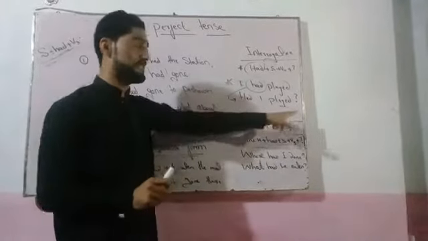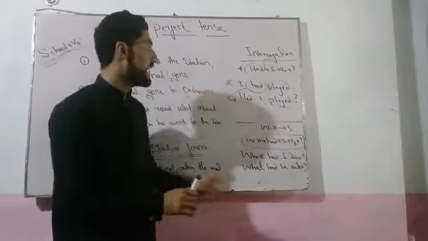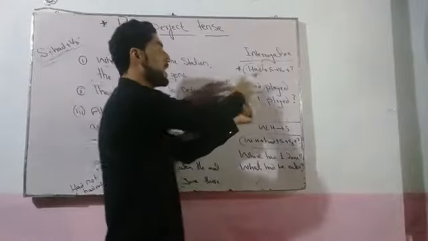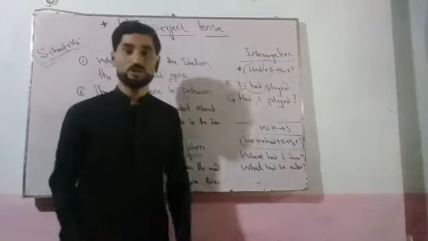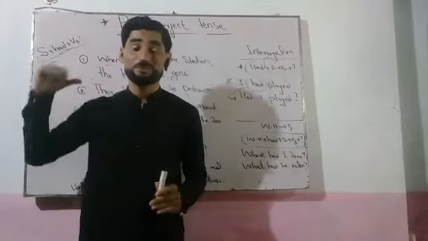Like, had I played. Had I played, and at the end, the sign of interrogation. I brought had to the beginning of the sentence, and then I just put I played. Had I played, sign of interrogation. Very simple, very easy. Like I taught you guys in previous videos.